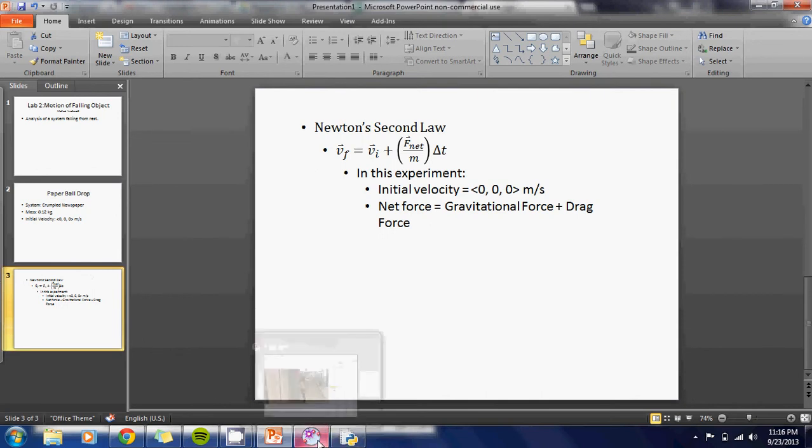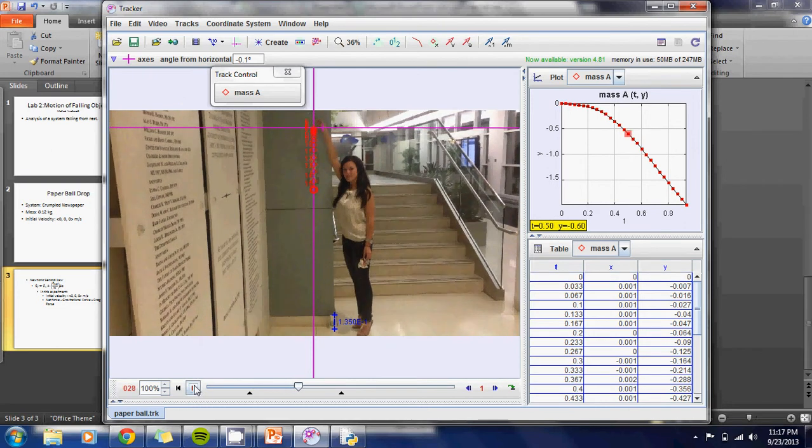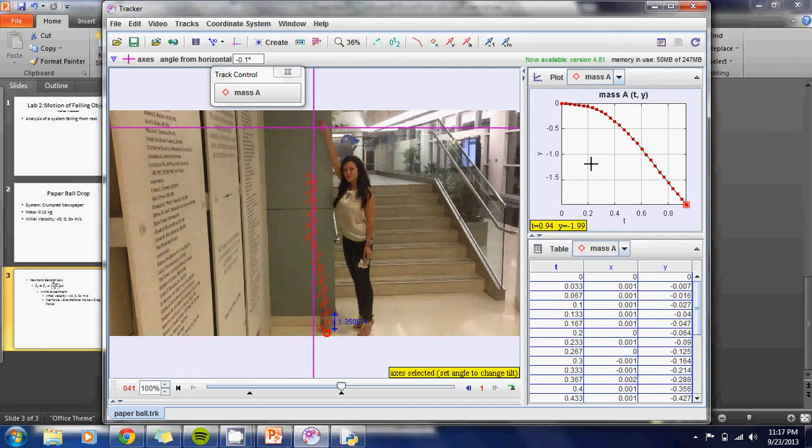Here I will show you my tracker recording depicting the paper ball which fell from a height of about 2 meters. As you can see, it fell in the negative y direction because of gravity, and you can see the graph right here in the upper right hand corner. You can see that it does indeed accelerate at the beginning, but reaches terminal velocity around 0.4 seconds.